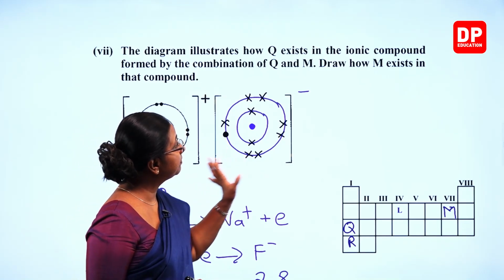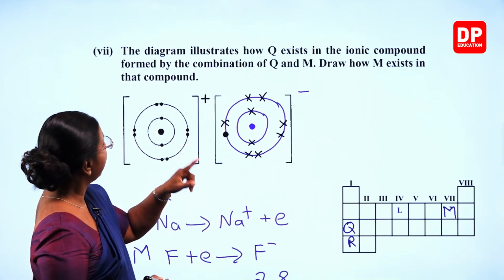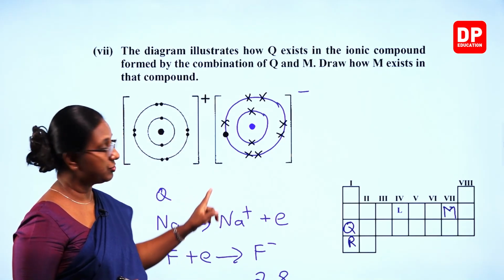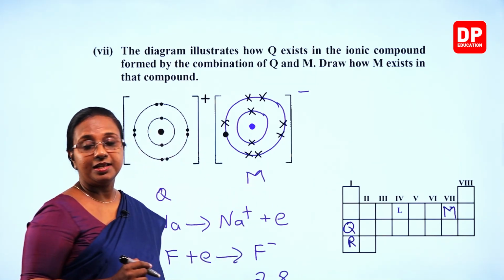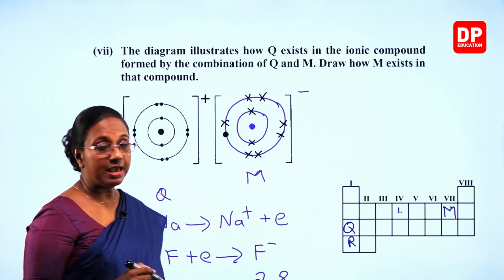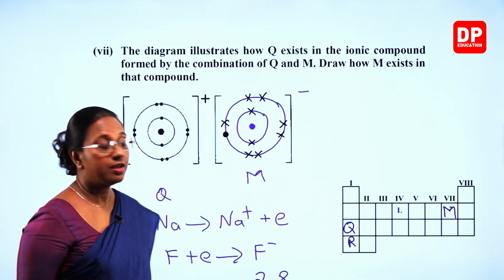So this is the complete diagram. Draw how M exists in that compound. So this is how M exists. Is that clear, student? So you can show it as M or you can even show it as fluorine.